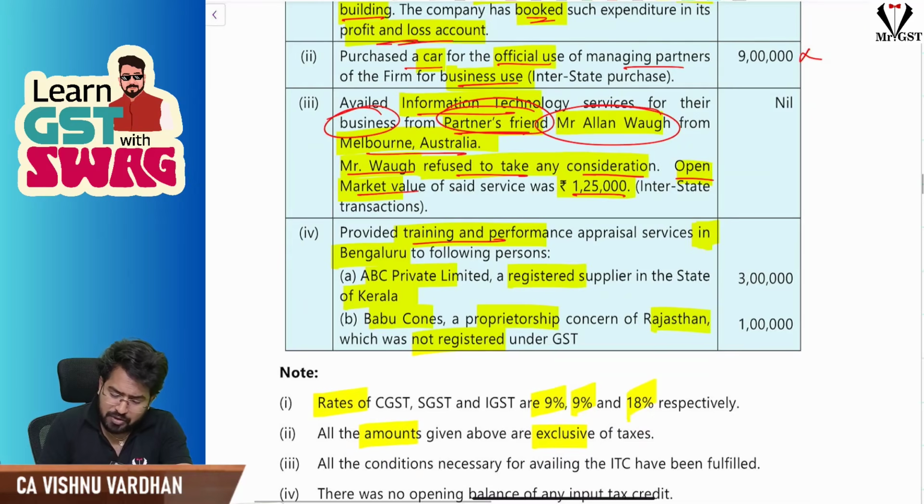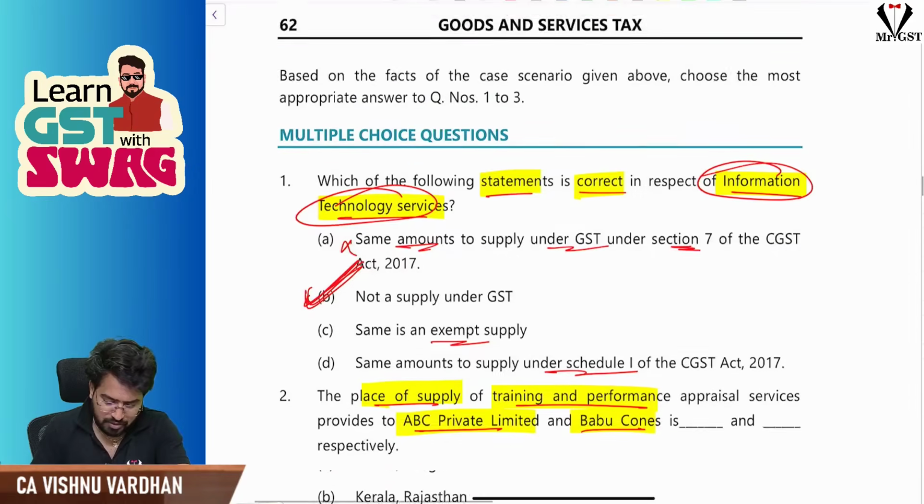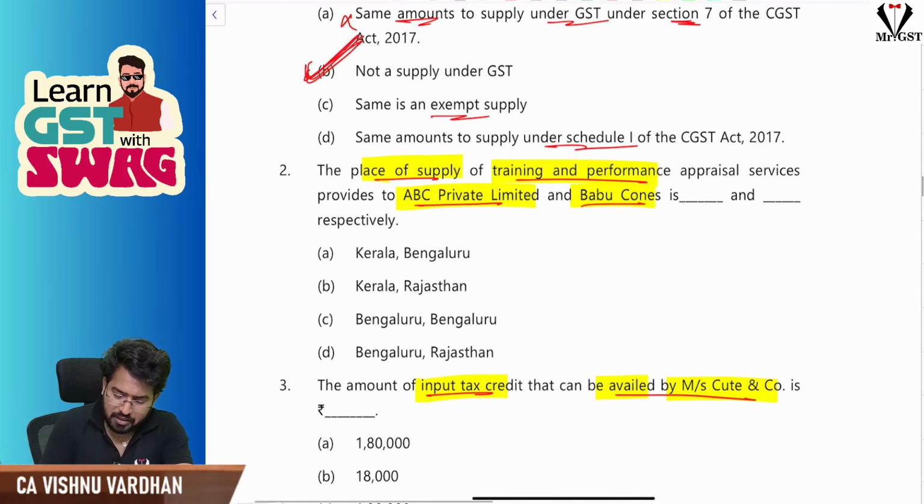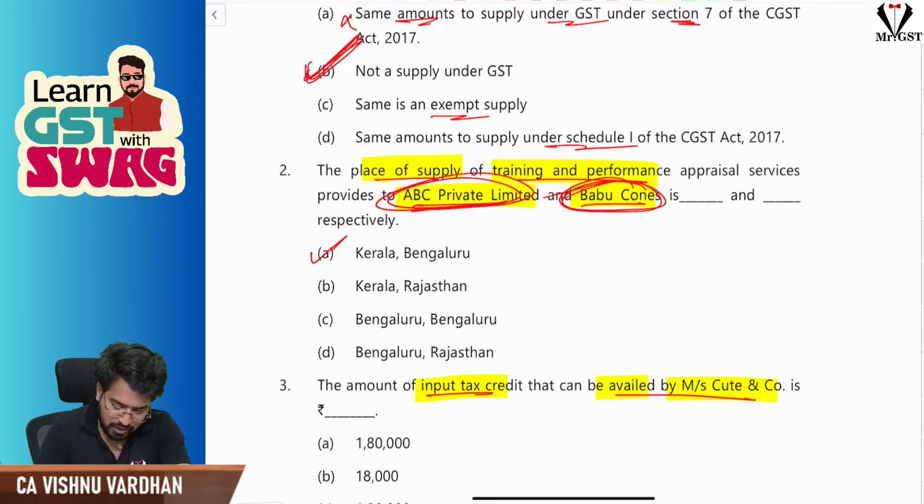Next, performed training and performance appraisal services to ABC Private Limited registered in Kerala, and Babu Cones, a proprietorship in Rajasthan, not registered. Because ABC is registered, Kerala will be the place of supply. Because Babu Cones is unregistered, where the services are performed, they are performed in Bengaluru, so Bengaluru will be the place of supply. So Kerala and Bengaluru shall be the answer. ABC Private Limited, Kerala; Babu Cones, Bengaluru.